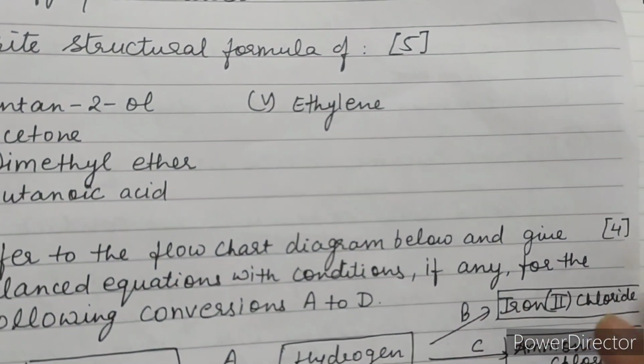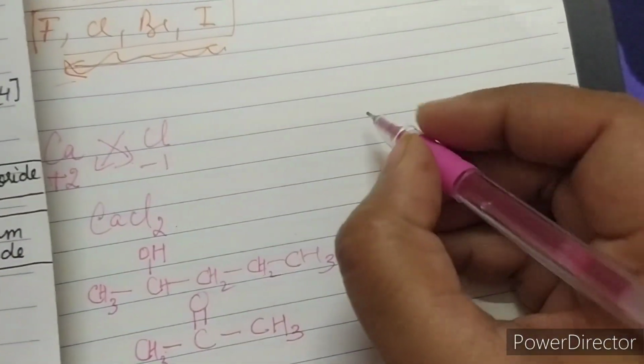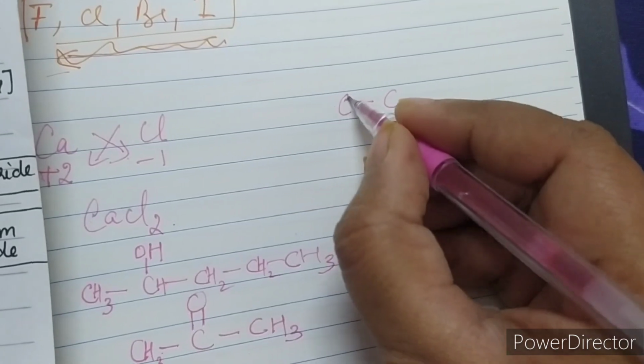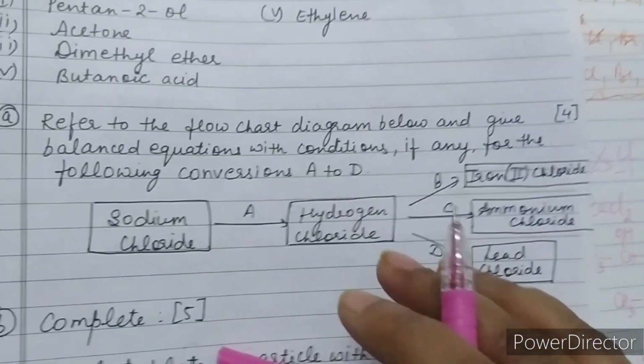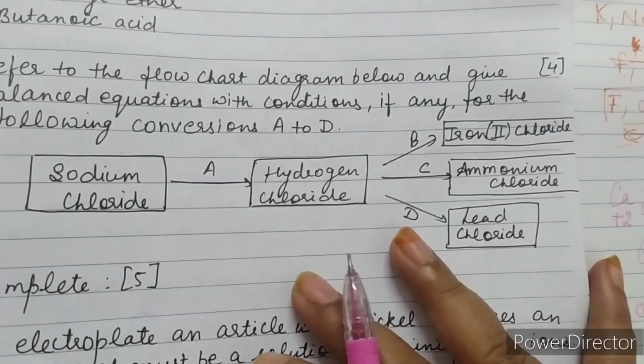Next is ethylene. Ethylene is the general name of ethene. So ethene is the first member of alkene. It is very easy, having 2 carbon atoms. Put 1 double bond and balance it with hydrogen. CH2 double bond CH2.